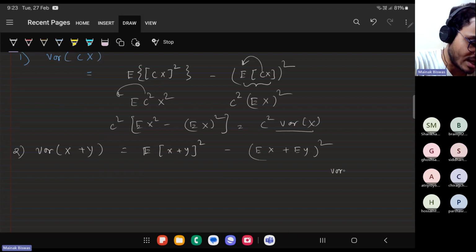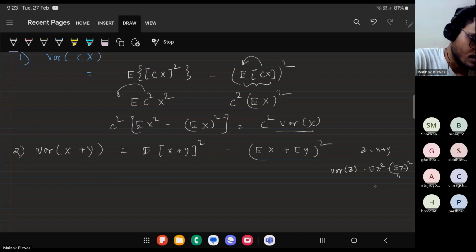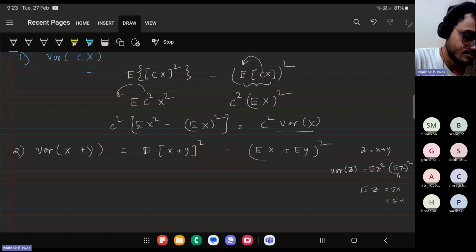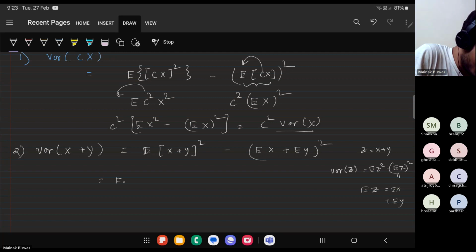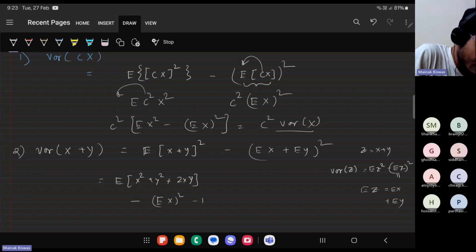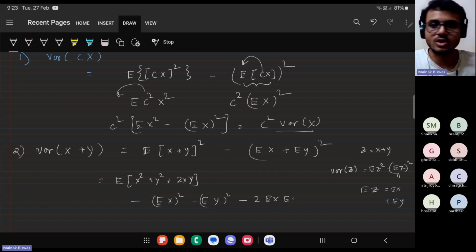Right. Let me just write this. Variance of z is equal to expected value of z square minus expected value of z whole square, where z is x plus y. The expected value of z is equal to expected value of x plus expected value of y. It is okay. So now do the calculations. What will it turn out to be? Expected value of x square plus y square plus 2xy minus expected value of x whole square minus expected value of y square minus 2 into expected value of x into expected value of y. Is it okay?